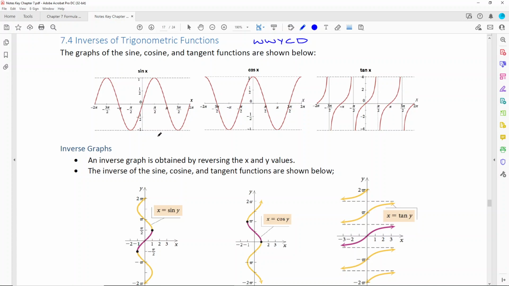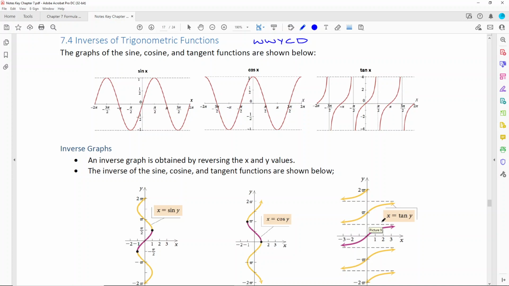Okay, so saying that, what we're going to look at is the difference between our original sine, cosine, and tan functions and their inverses. So just to remind you, an inverse is found by reversing the x and the y values. In other words, your x-axis becomes your y-axis and your y-axis becomes your x-axis. Your domain becomes your range and your range becomes your domain. Okay, so if we look at sine, this is its inverse graph, cosine and tan.